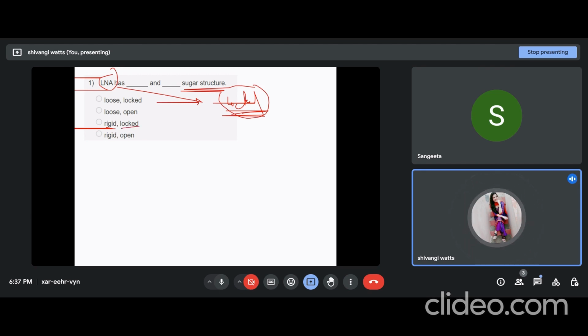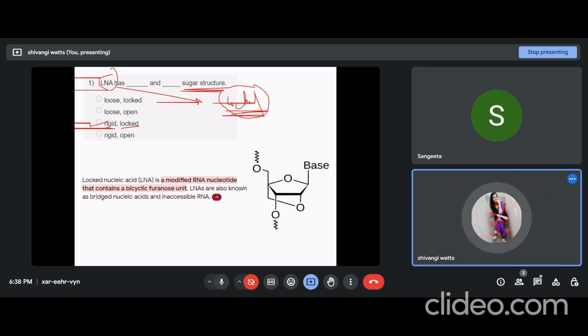Obviously, the name itself is telling, locked nucleic acid, so locked will be rigid. A lock is always rigid. It is not loose, and it will not be opened. It will be a locked structure. So LNA has a rigid and locked sugar structure. So option C is the right option. This is the locked nucleic acid.